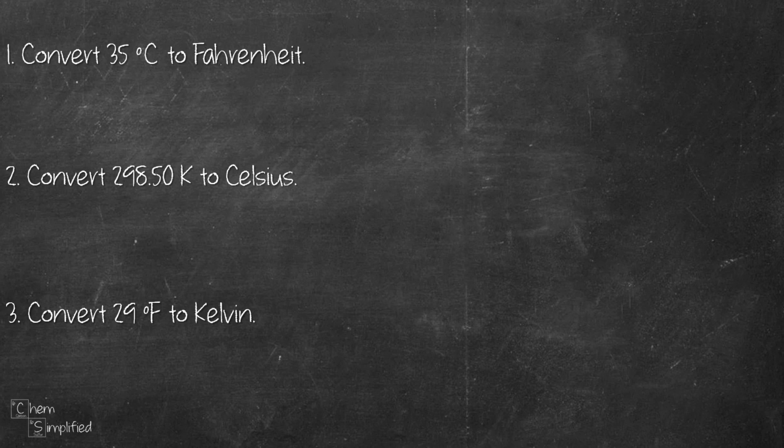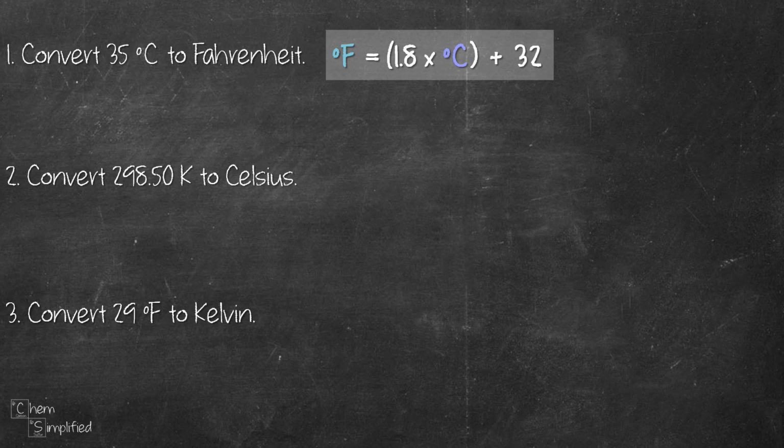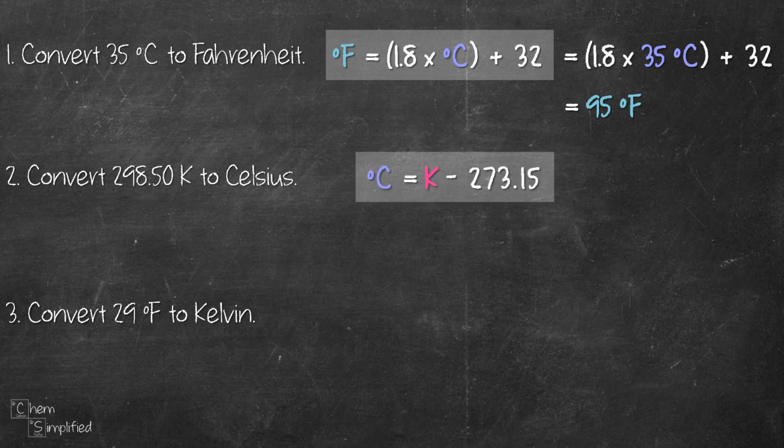Ready? Here we go. The first question is asking us to convert the temperature from Celsius to Fahrenheit. Referring to our formula, we need to multiply the temperature that's given in Celsius with 1.8, and then we add 32. We plug in 35 to the formula and we get 95 degrees Fahrenheit. The second question is asking us to convert from Kelvin to Celsius. This is the formula that we need. We just have to subtract 273.15 from 298.50, and that gives us 25.35 degrees Celsius.